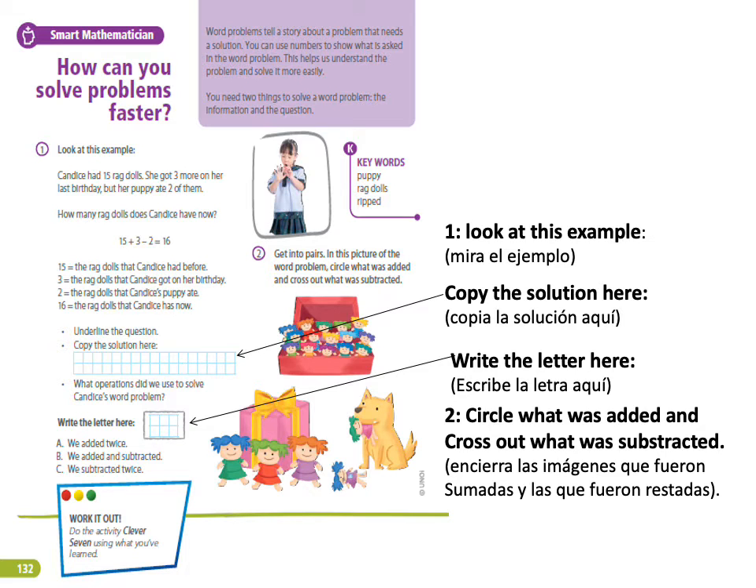So, she had first 15. Then on her birthday, they gave her 3. But the dog ate 2. So 15 plus 3 minus 2 equals 16.